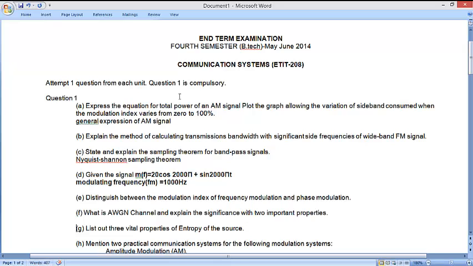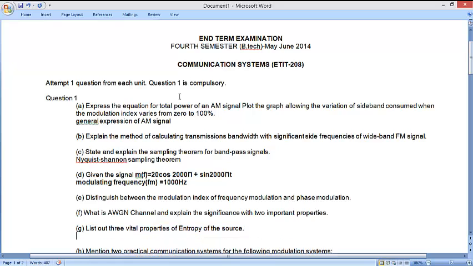Next question is: list out the three vital properties of entropy of the source. So first of all you have to define what entropy is. Okay, so entropy of any source X with m different symbols, where xi has each probability of p(xi), you have to express it in the equation form, and the symbol that we use for the entropy is H. So we treat it as a function, so we write H(X).